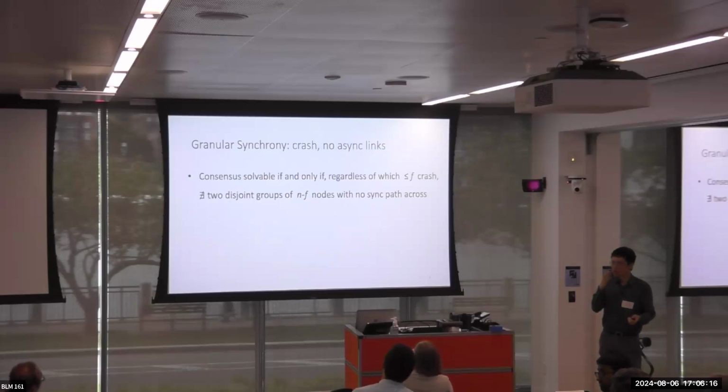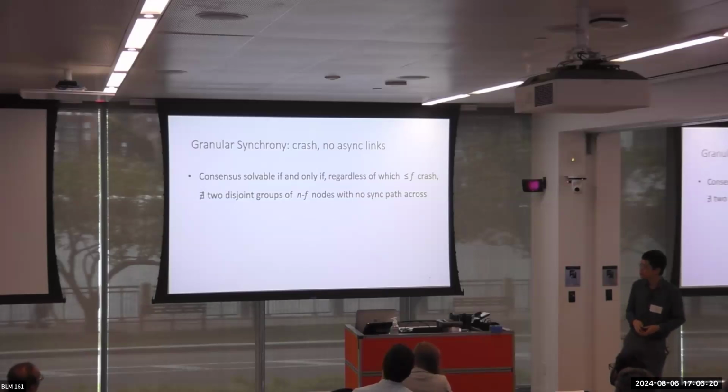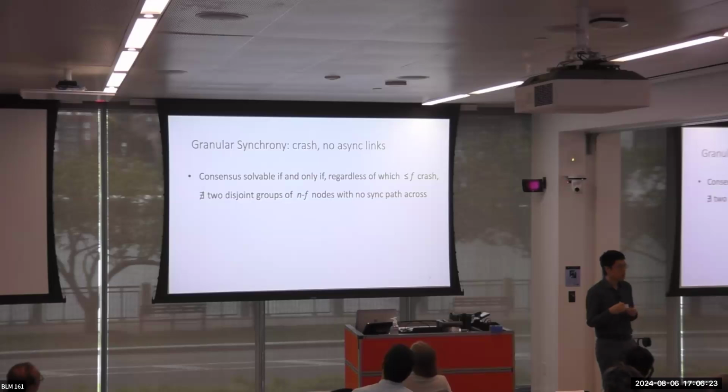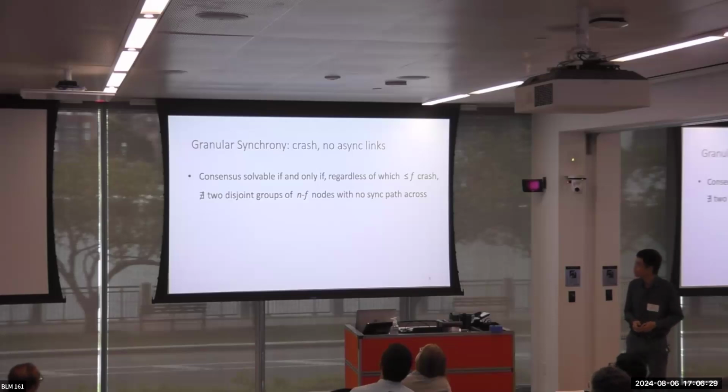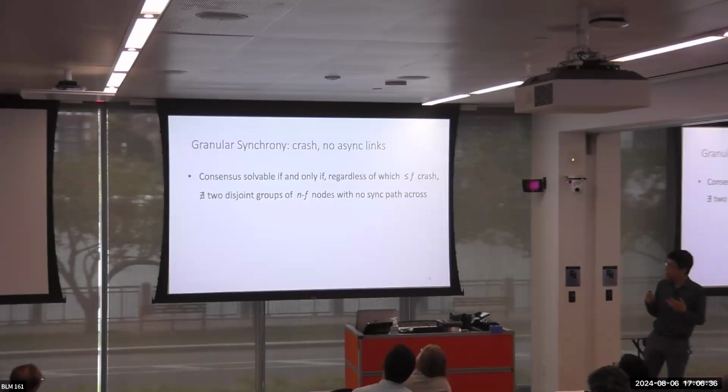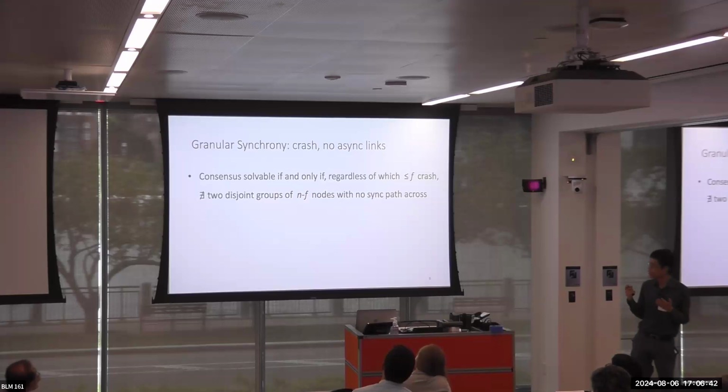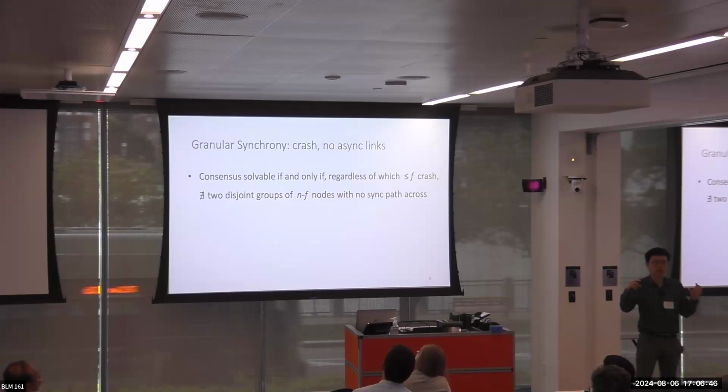All right. So let's see. The first variant, which would be the simplest variant, is to consider crash faults and no asynchronous links. Then we can show that consensus is solvable if and only if, regardless of which up to F nodes crash, we cannot find two disjoint groups, both of size N minus F or larger, such that there's no synchronous path across them.